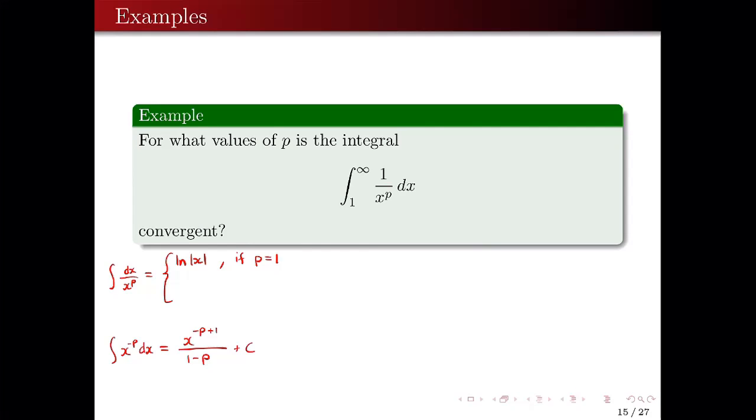Let me put it. So plus c. And then for the other guy, let me write it as 1. Let me just write it as x raised to negative p plus 1 divided by 1 minus p here, plus c, if p is not equal to 1. Okay?